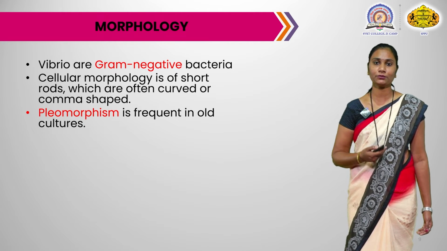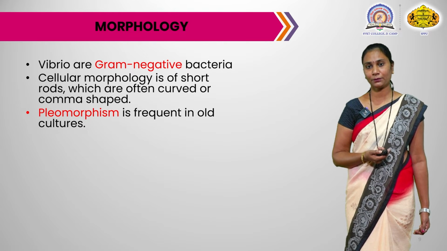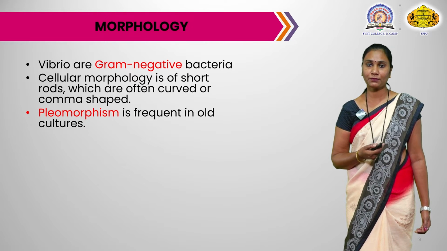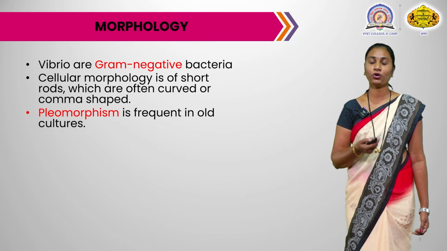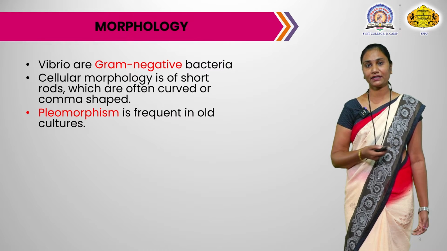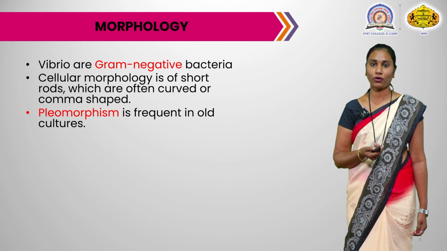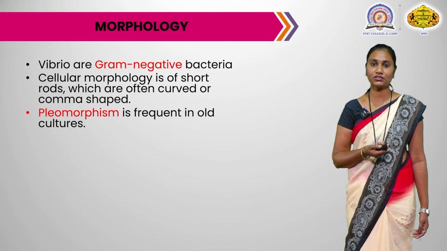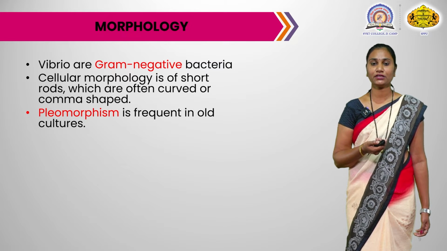Now what is pleomorphism? Pleomorphism is the phenomenon of changing the shape of a particular bacterium. If you incubate this organism for a longer period of time, or because of constant subculturing, it has a tendency to change its shape from curved to rod. So this organism can exist in these two morphological shapes, one curved and the other a rod. Even in a fresh culture, you can observe a spiral-shaped organism. This spiral or S shape generally occurs because of two or more vibrios lying in a row.